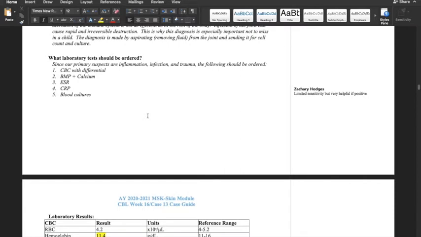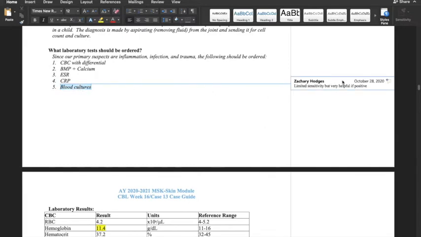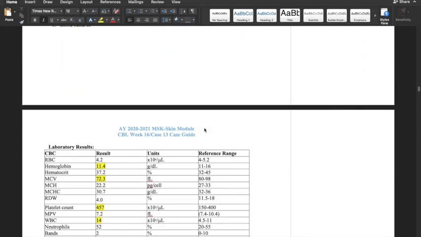The CBC will give us evidence of inflammation with a leukocytosis and a left shift. BMP and calcium will be necessary because some of the antibiotics that we may choose to use may be nephrotoxic, so having baseline values would be helpful. An ESR can tell us about inflammation, and so can a CRP. And a blood culture would be very helpful if it was positive, but keep in mind, in cases of septic arthritis and even osteomyelitis, it's not likely that they're going to turn positive every time.